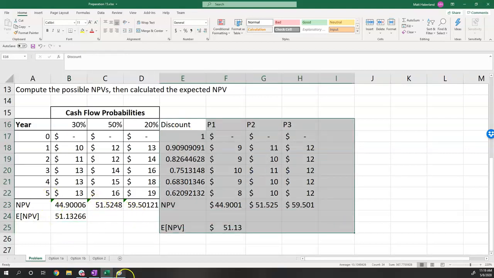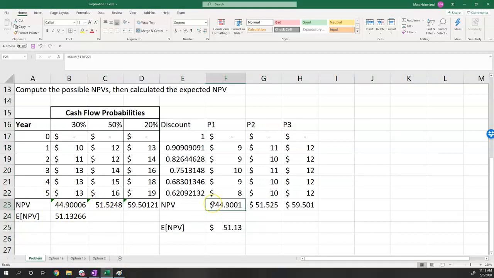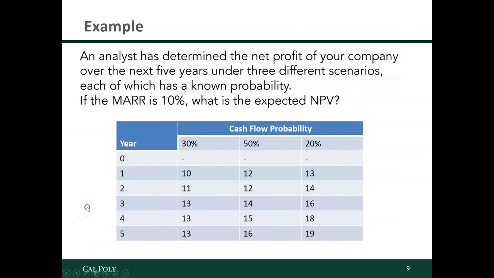We've just added a few more cells. Okay, so the next problem.